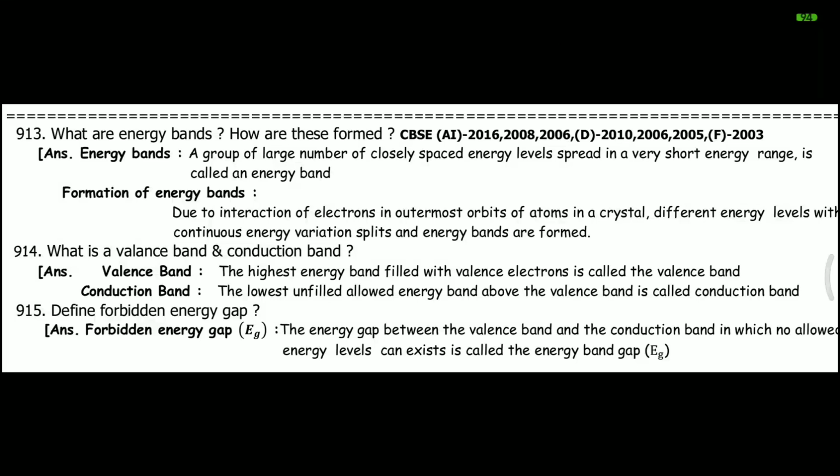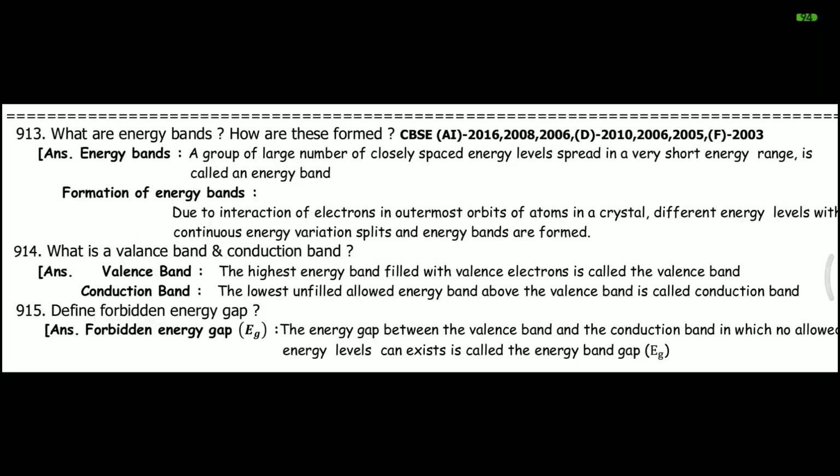Coming to previous CBSE board exam questions. What are energy bands? How are these formed? Energy band: a group of a large number of closely spaced energy levels spread in a very short energy range is called an energy band. Formation of energy band: due to interaction of electrons in the outermost orbits of atoms in a crystal, different energy levels with continuous energy variation split and energy bands are formed.